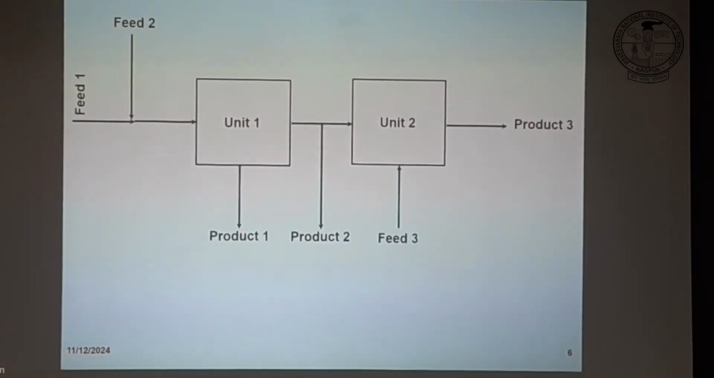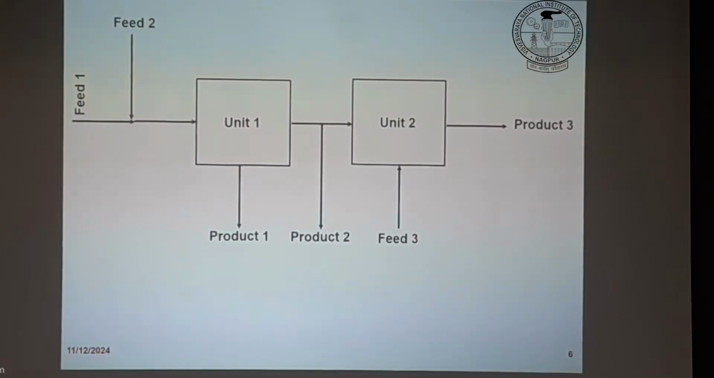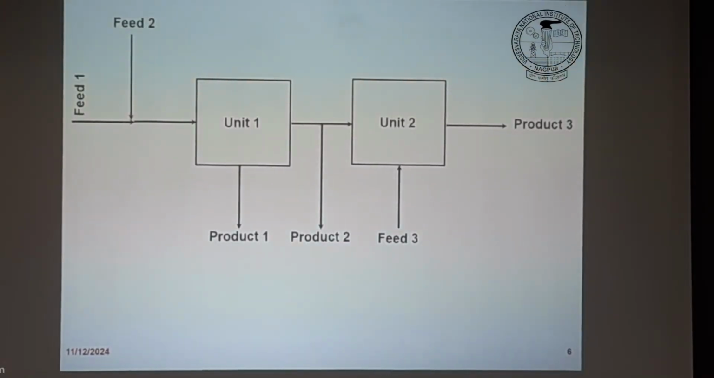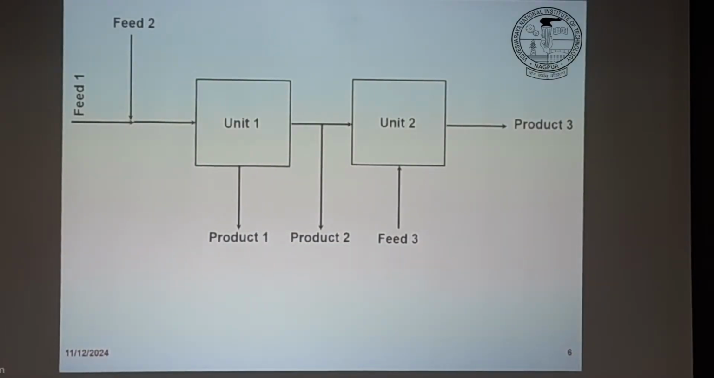So to solve this kind of problem, how do we approach? Because multiple units are involved over there. So let's take a simple example. So we have two units. Okay, it may be a distillation column, it may be an extraction column, it may be a crystallizer, whatever it can be.